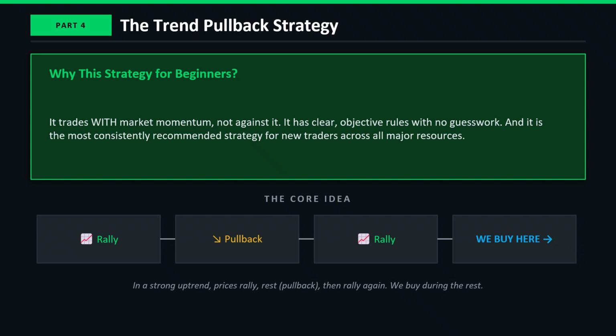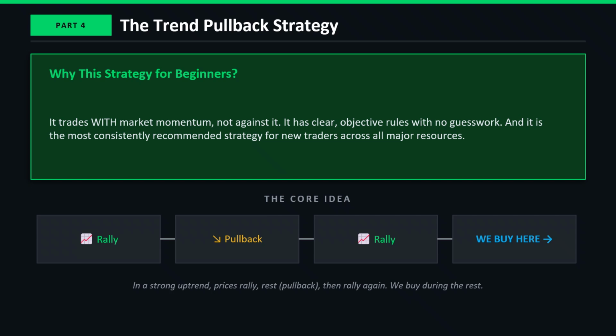This is the core of our playbook, the Trend Pullback Strategy. Why am I teaching this to absolute beginners? Because it trades with market momentum, not against it. You're not trying to pick a top or a bottom. You're waiting for a trend to confirm itself and then hopping on board. It has clear, objective rules with no guesswork. And honestly, across all the major trading resources you'll find, this is the most consistently recommended strategy for new traders.